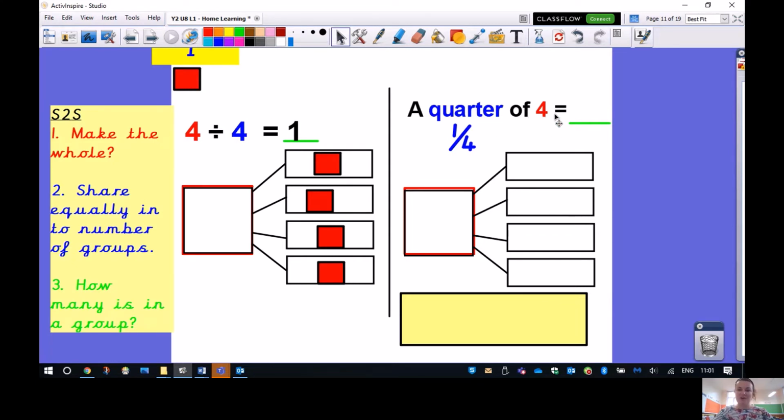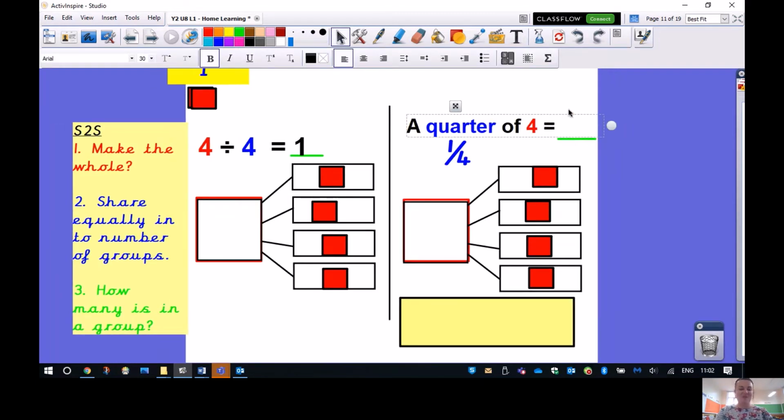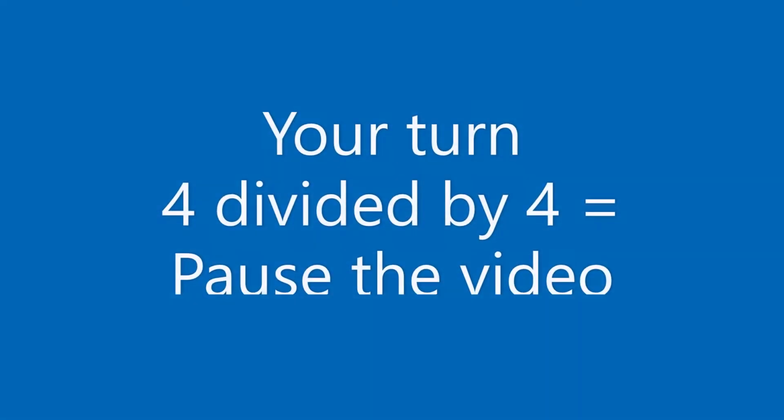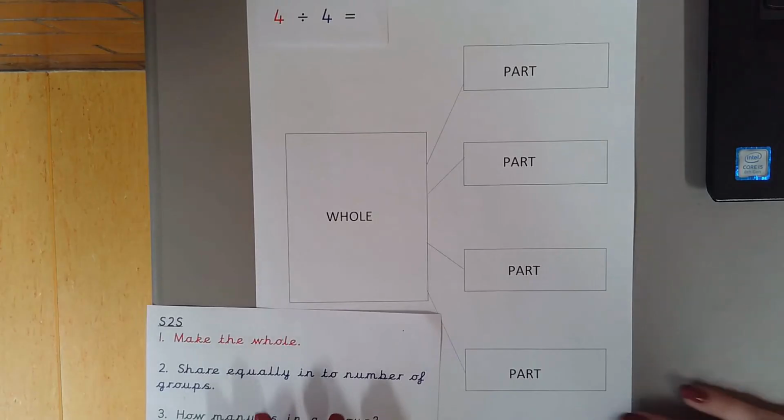1/4 of 4. My whole is 4. 1, 2, 3, 4. And now I'm going to share it into 4 equal groups to find 1 of the quarters. 1, 1, 1, 1. 1/4 of 4 equals 1.